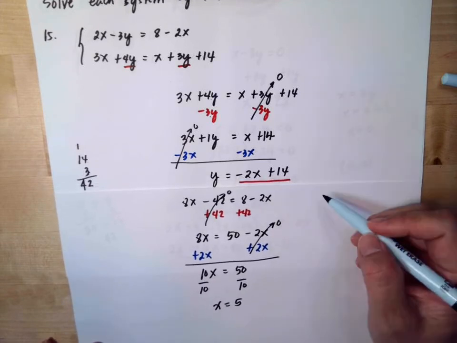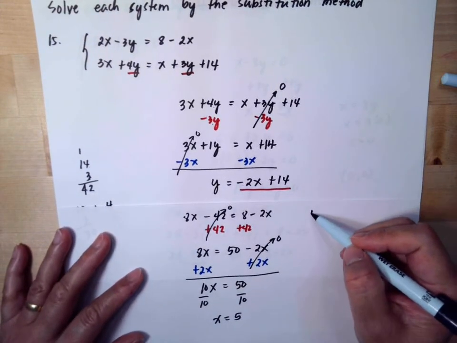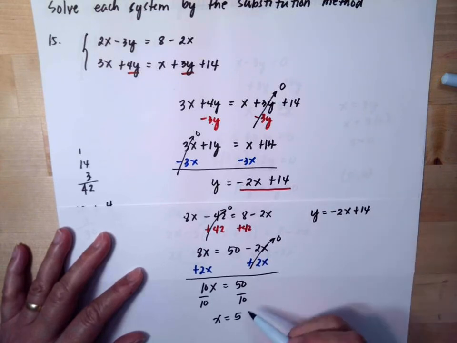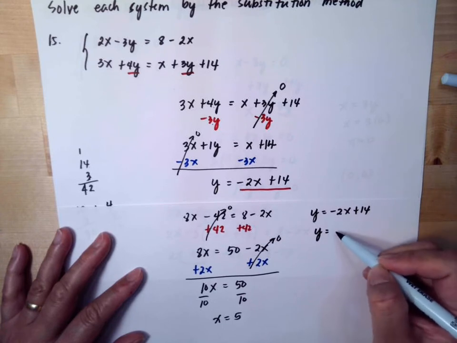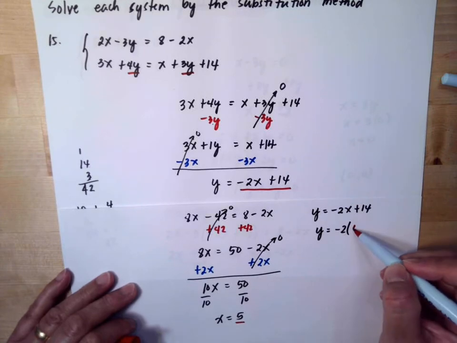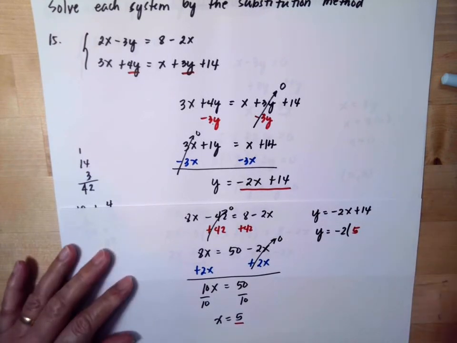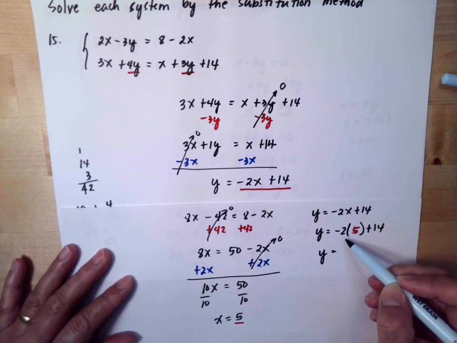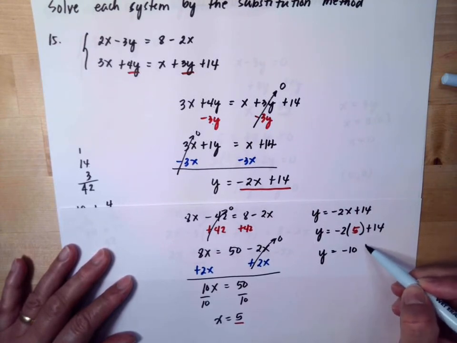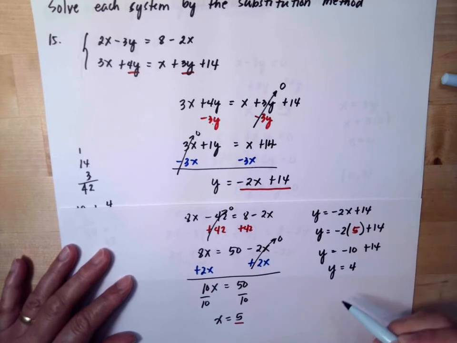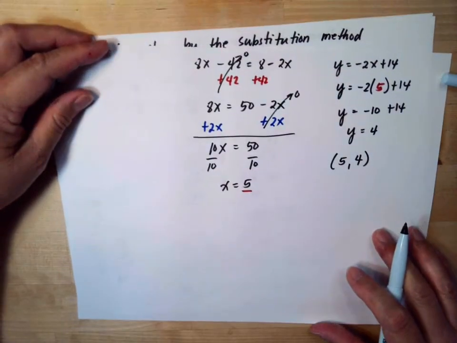Then you substitute from here the y equal to negative 2x plus 14. You substitute x is equal to 5. So we have y is equal to negative 2 multiplied by 5, plus 14. So y is equal to negative 2 multiplied by 5 is negative 10 plus 14. Negative 10 plus 14 will be equal to positive 4. So the solution is (5, 4) for this problem.